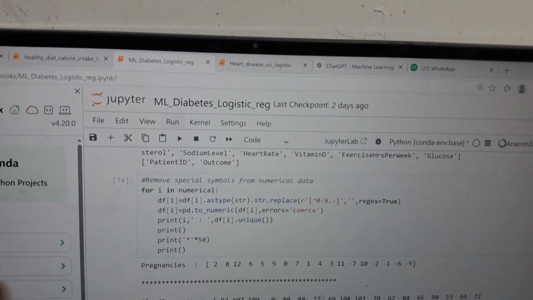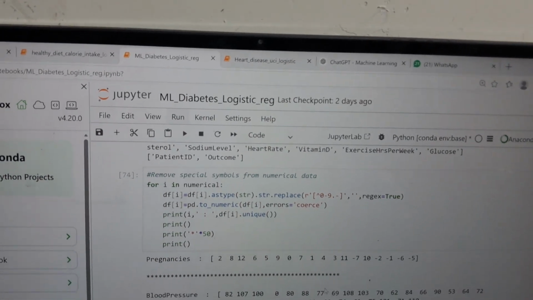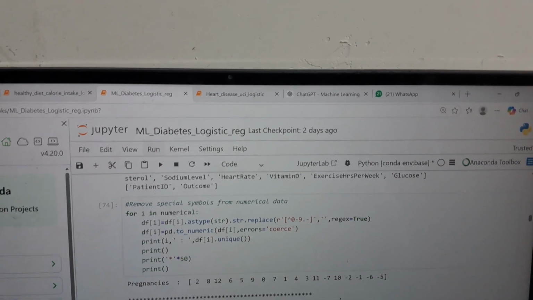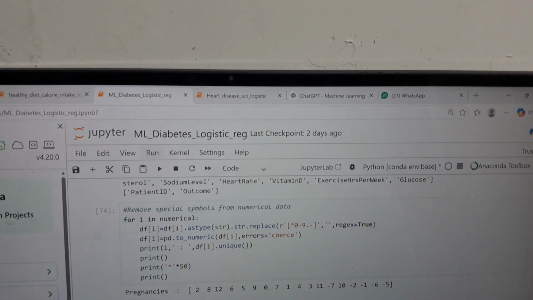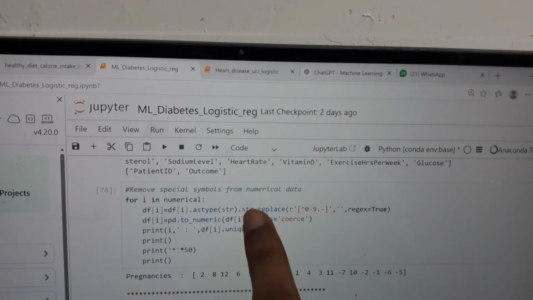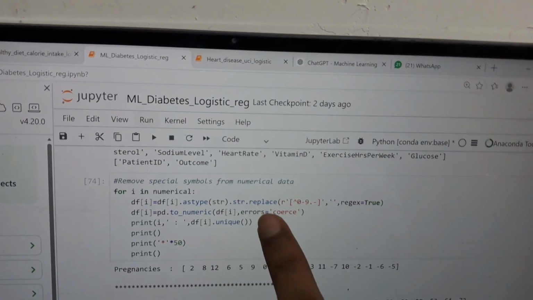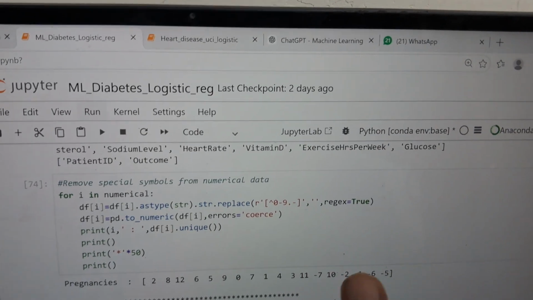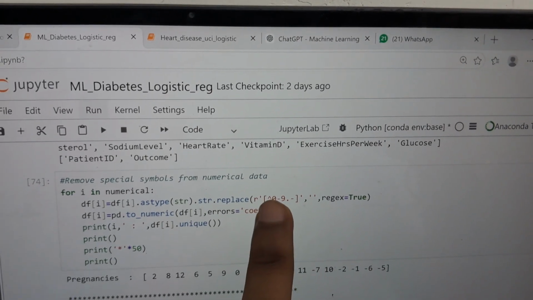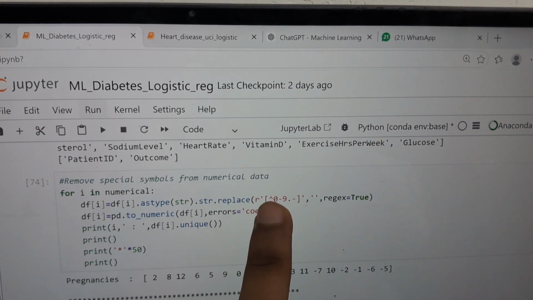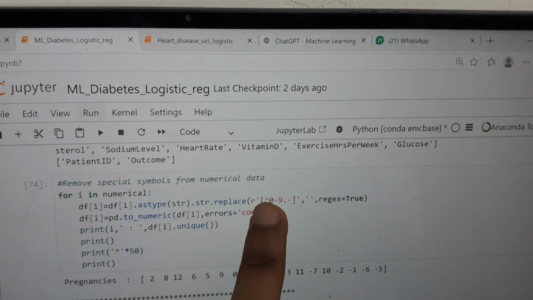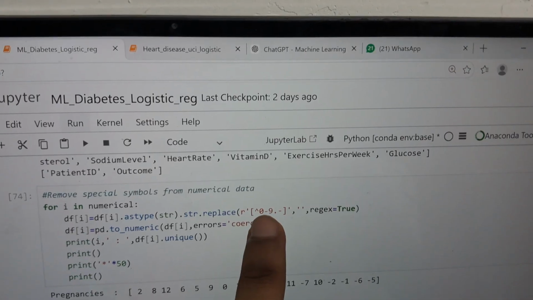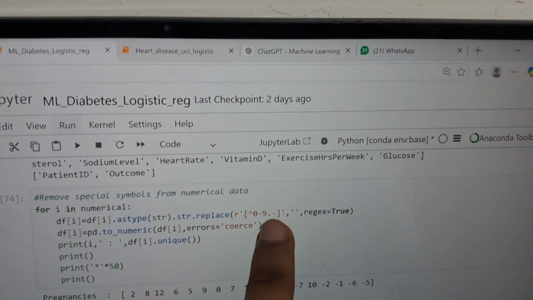So that the number will be converted into a string. For example, 25, enclosed in single quotes or double quotes, will be converted into a string in this way. Then str.replace, and here we must use a regex. It's nothing but this symbol, the caret, which is the negation symbol, followed by 0 to 9, dot, hyphen.